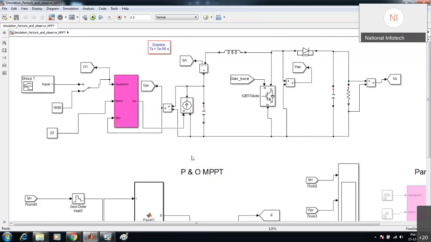Around 70 bar, I guess. No, three panels we have connected in series here. So that means 3 times. So we will see the simulation.